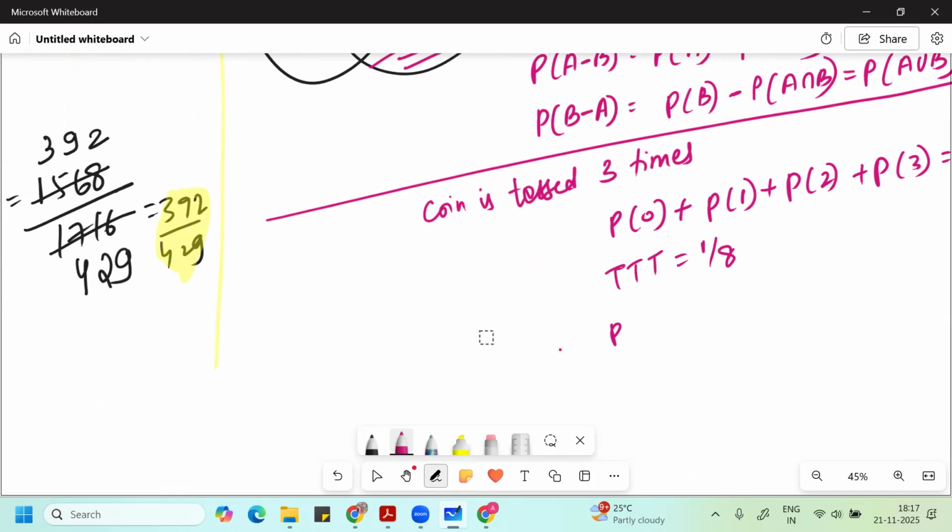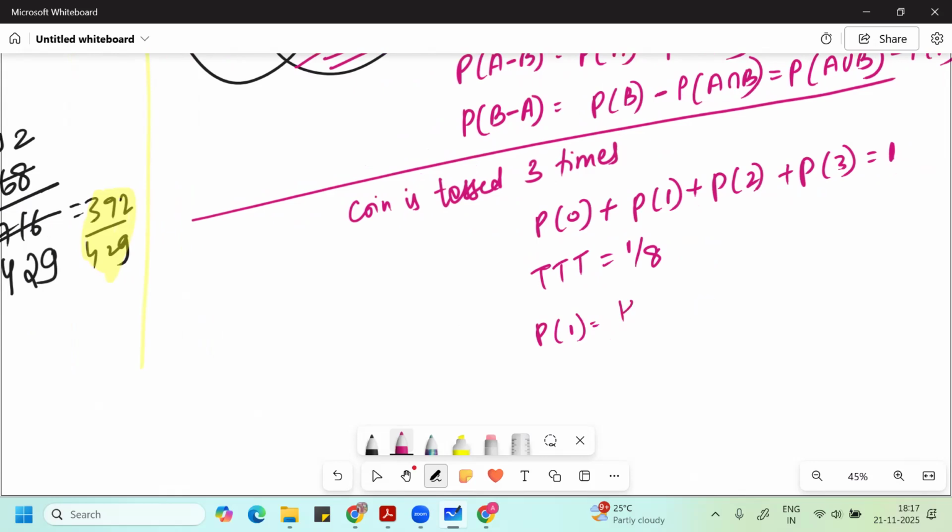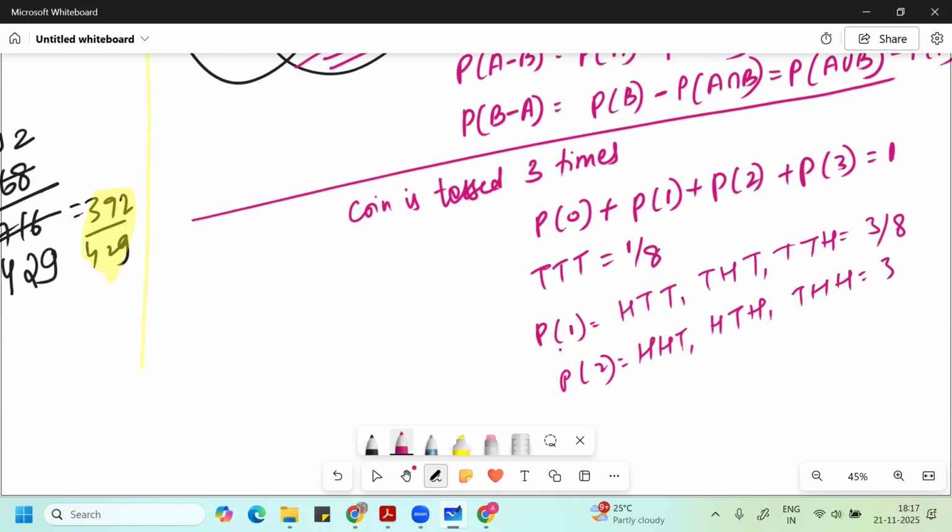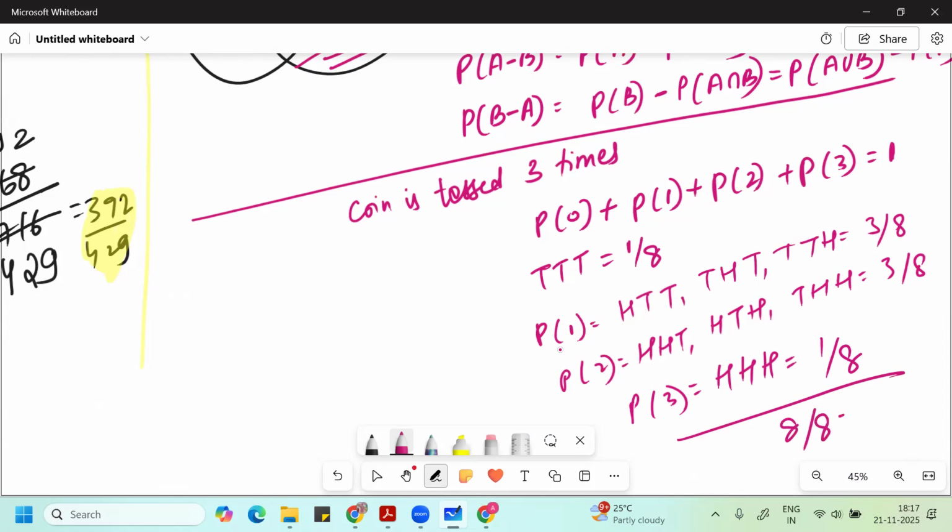One head means one head and two tails, and that would be 3 by 8. Then two heads means two heads and one tail. This would be 3 by 8. And all three heads, so this probability would be 1 by 8. The total, if you add, you will get 8 by 8, or 1.